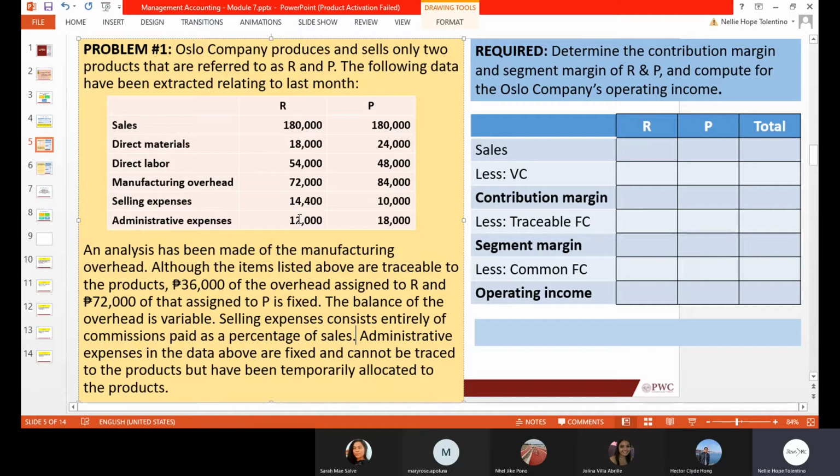Kasi pwede rin yung sa problem, ang ibigay mismo yung percentage. Like, say 12%, selling expenses is 12% of sales. Dito, sinabi lang na selling expenses is a percentage of sales, although hindi naman siya relevant mamaya, I just want to know if you can compute for this. If you were given this statement, can you compute the percentage of selling expenses from sales?